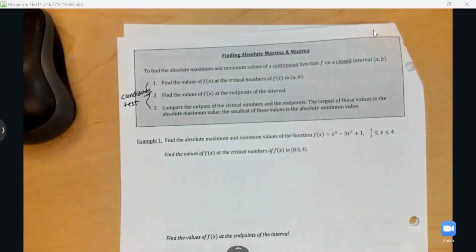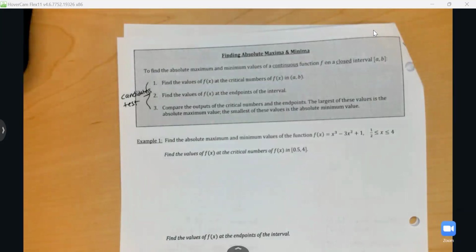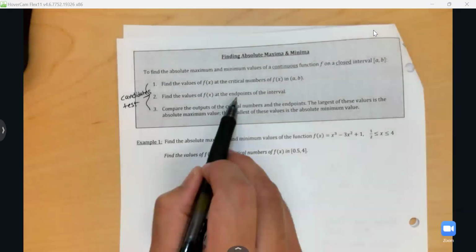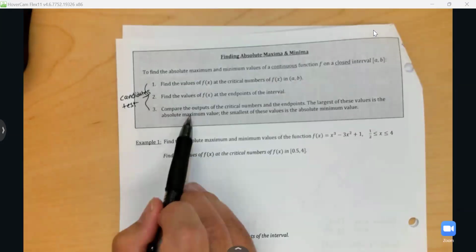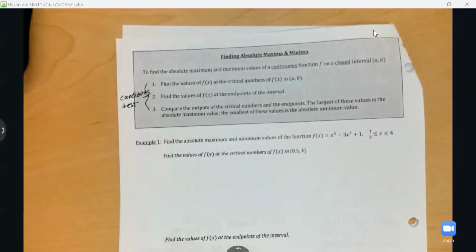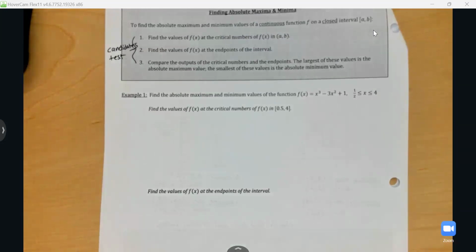Fitting test for the day of candidates at the same time. Okay, so what you're going to do is with all your candidates, so that includes your endpoints and your critical points, you're then going to compare the outputs of those values and just pick whichever one's the largest or the lowest. Okay, so let's go through all those steps with example number 1.